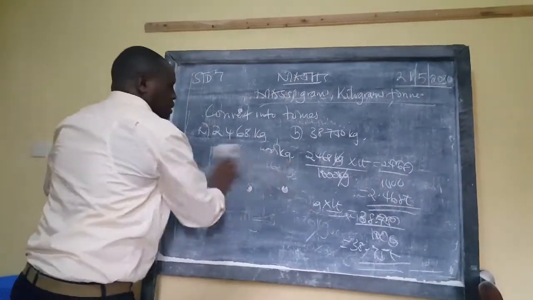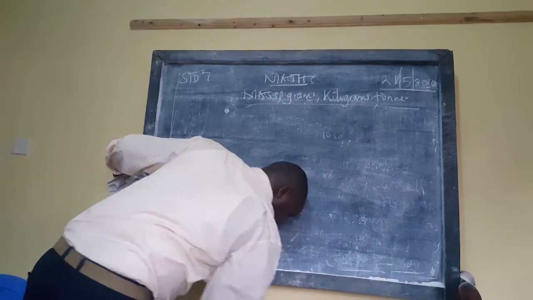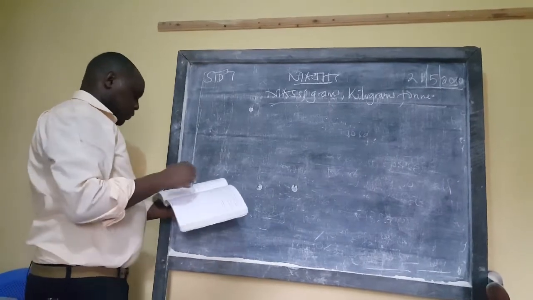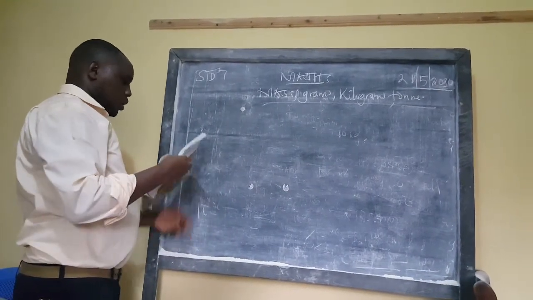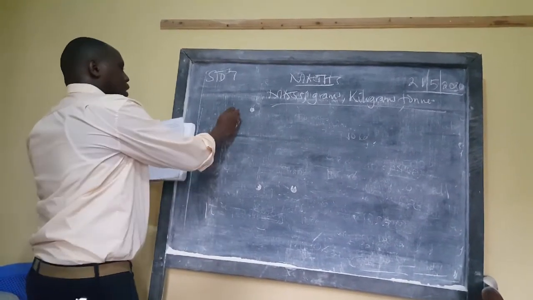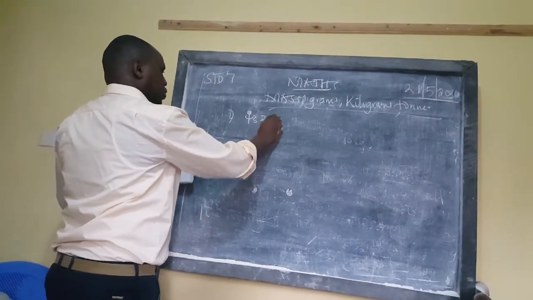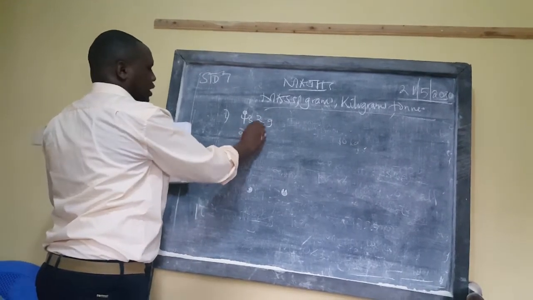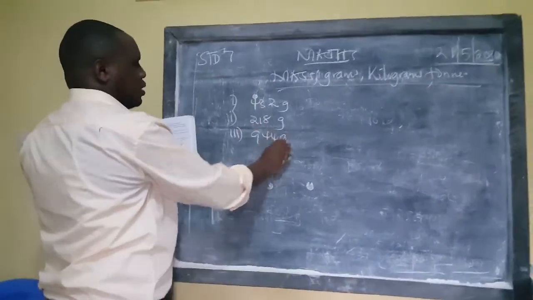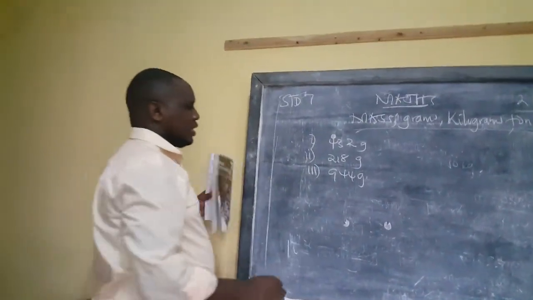I'm going to do the final question, a word question. Question will be like this. Kirumba wanted to send to the post office 3 parcels. The first parcel weighs 432 grams. The second one weighs 210 grams, and the third parcel weighs 944 grams. The question continues: what is the total mass in kg of the parcels?